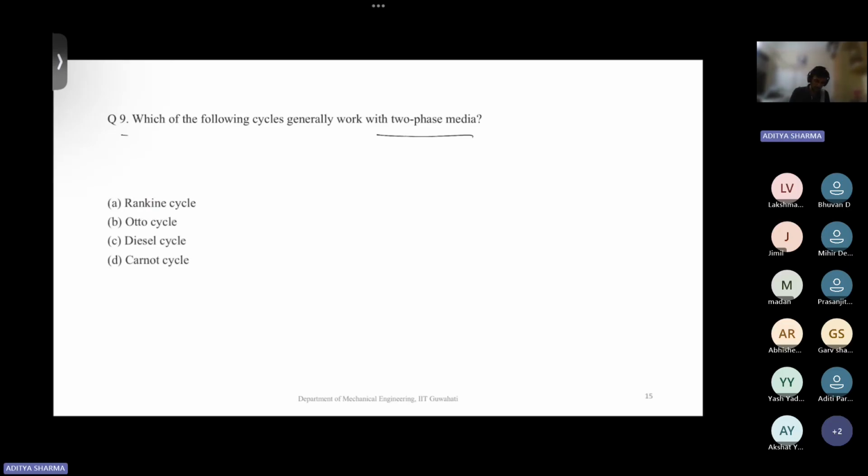Two-phase media. Which of the following cycles generally work with two-phase media? Rankine, Otto, Diesel, Carnot. Steam power engineering, two-phase, right? Water and steam. This is Rankine cycle. All right. Question number 9.